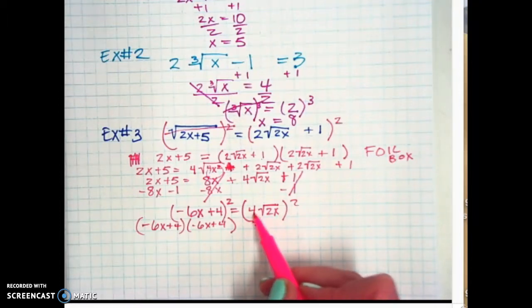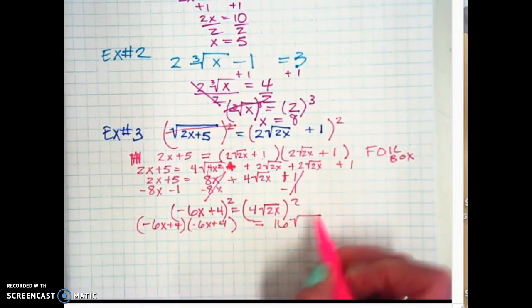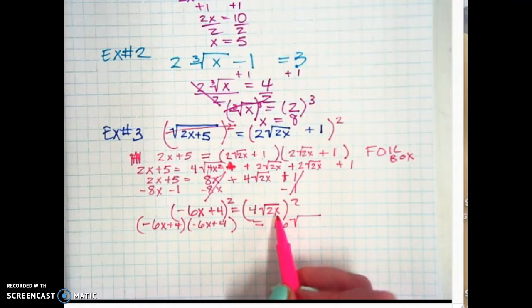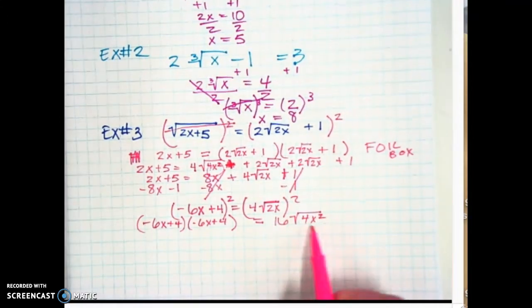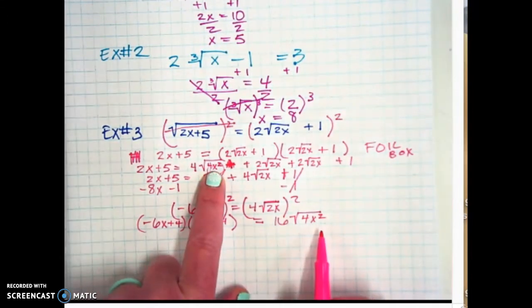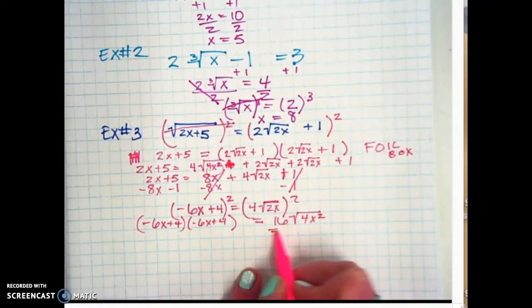So what's 4 times 4? 16. And then underneath the radical, 2x times 2x would be 4x squared. So just like up here, when we took the square root of 4x squared, we got 2x. 2x times 16 is 32x.